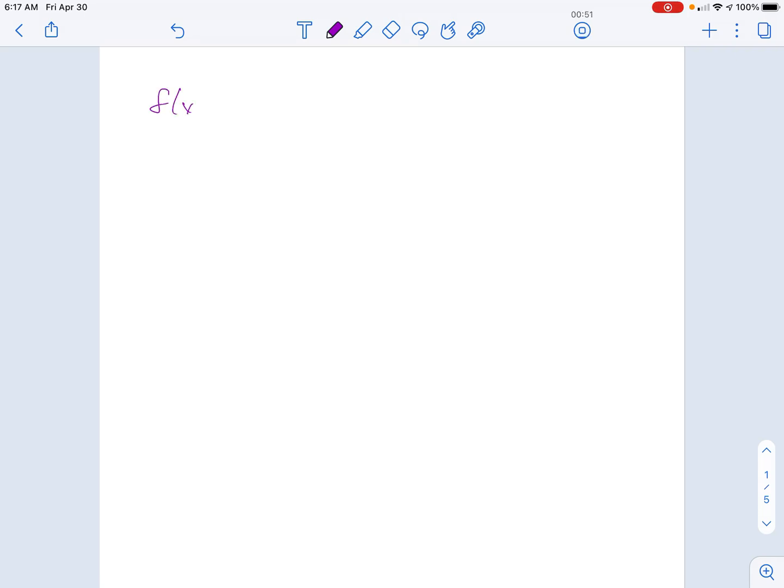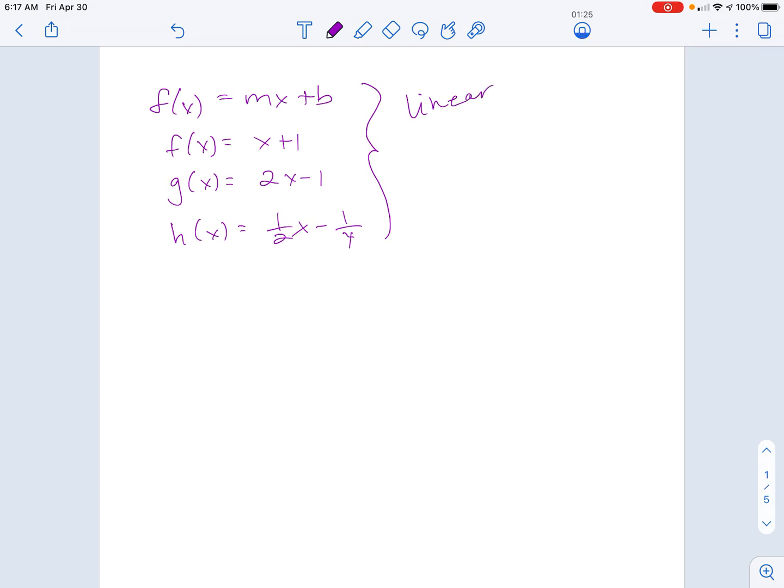We've been solving and graphing linear equations that end up in this form, mx plus b. So we could have f of x is equal to x plus 1. This is a linear equation. g of x equals 2x minus 1. Another linear equation. And the last example is 1/2 x minus 1/4. Those are all linear equations. Now, what makes them linear is that they are first-degree equations. In other words, I'm referring to the exponents.